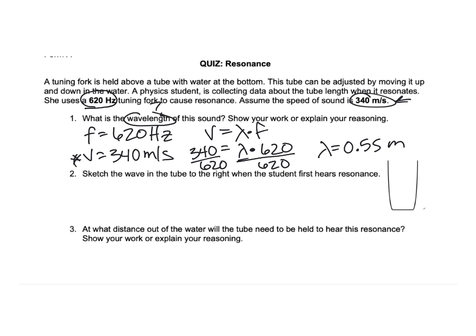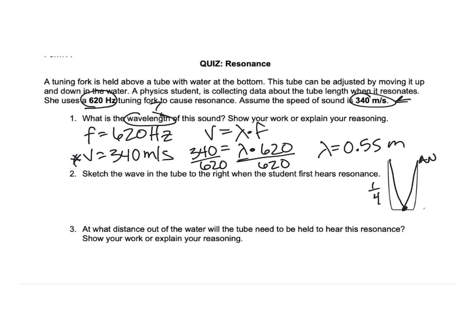Number 2 says to sketch the wave in the tube to the right when they first hear the resonance. So we learned that if we have resonance in a closed tube, so if you use your notes on the top of page 4, a closed tube has a node on one end and an antinode on the other. And the most basic first point you're going to hear resonance is when you have just one node and one antinode. So the wave looks like this, and to answer the next question, you need to know that that's 1/4 of a wave.